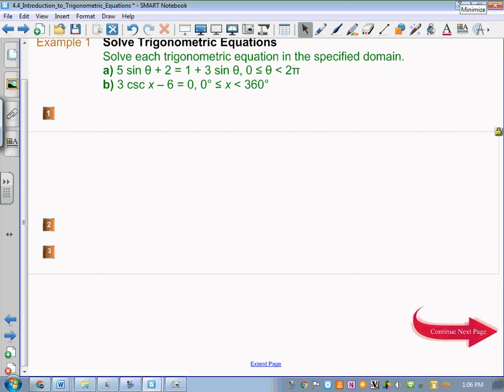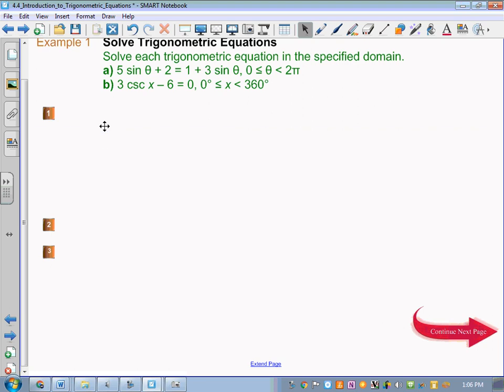Okay, in this video we're going to be working through 4.4 example 1. To solve those trigonometric equations, you're going to treat the trig ratio itself, like sine theta or cos theta or tan theta, as the variable, and then once you've isolated the trig ratio, you're going to use that inverse trig and then further isolate your theta or your x, depending on what the question asks.